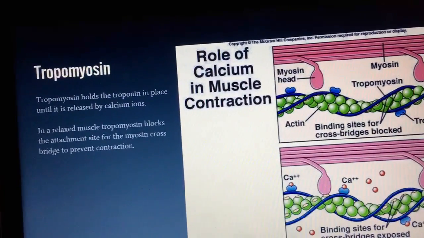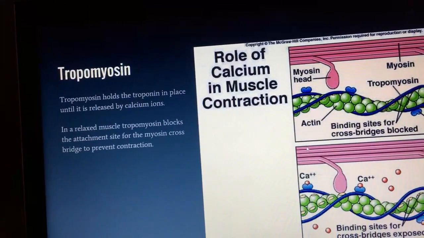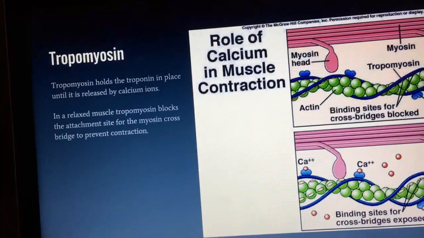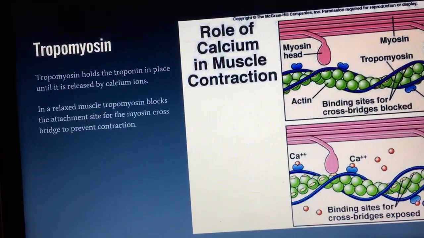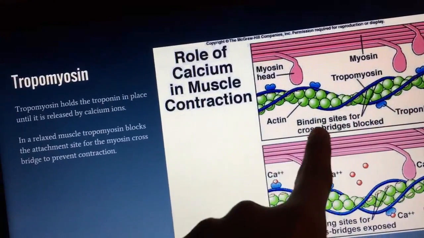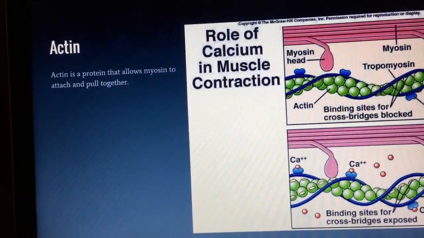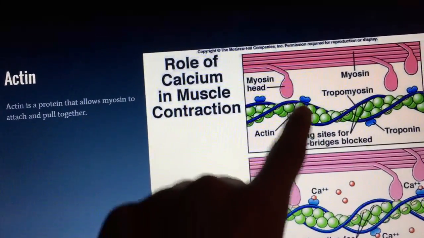Tropomyosin. Tropomyosin holds the troponin in place until it is released by calcium ions. In relaxed muscle, tropomyosin blocks the attachment site for the myosin cross-bridge to prevent contraction, and it's these blue lines right there. Actin. Actin is a protein that allows myosin to attach and pull together, and it's these green dots.